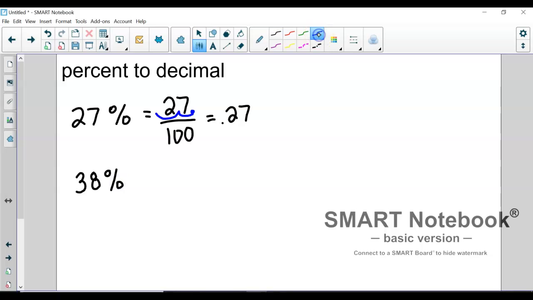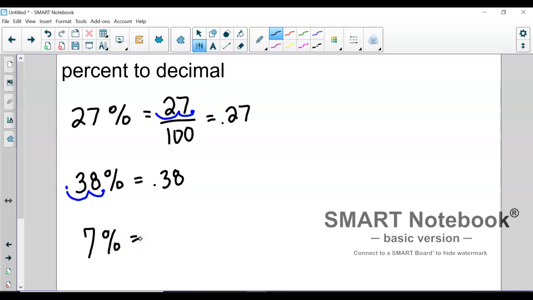So if I have something like 38%, I would just take the decimal. There's no decimal in 38, which means 38 is right here. And I would move that 2 places to the left. And so this would equal 0.38 for my decimal. Now, what if I've only got a single number? What if I've got 7%?